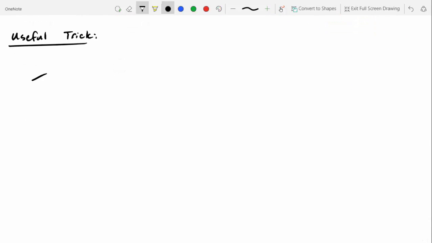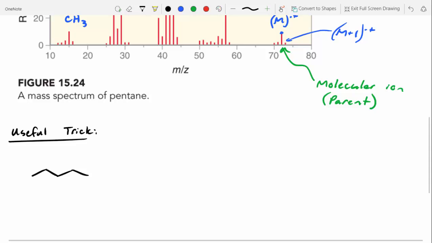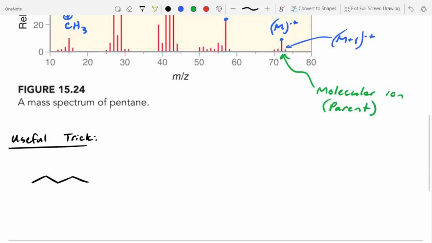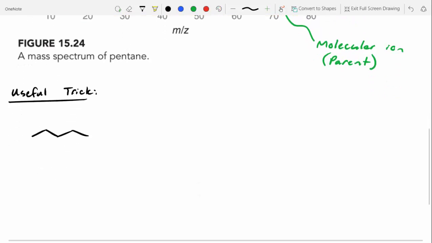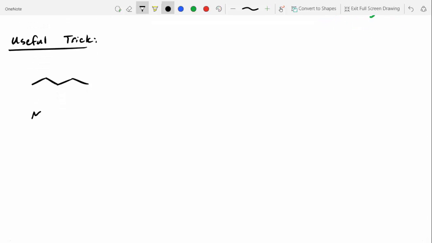So let's take a look at pentane. What's the molecular weight of pentane again? Go up. Look at it. The molecular ion, that parent peak, is at 72. So we can write down, all right, this has a molecular weight of 72. And then if we look at something with an amine on it, this has a molecular weight of 73.